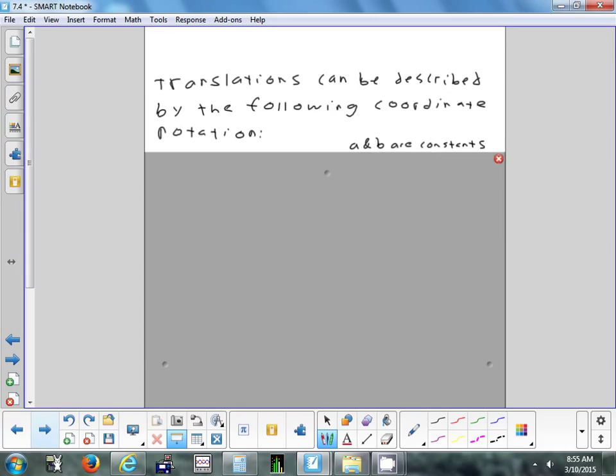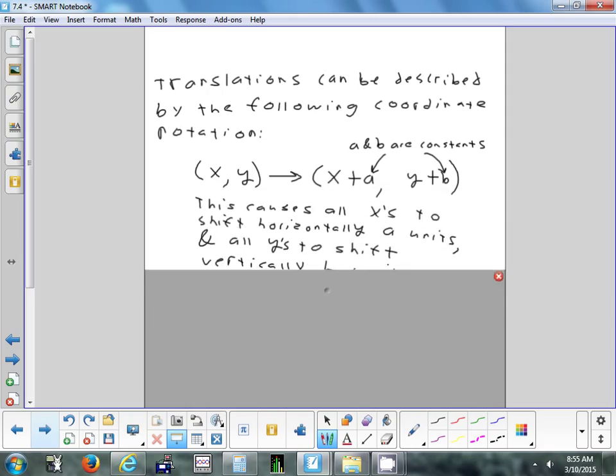So sometimes when we describe a translation, we use coordinate notation, like that. So we write down the point (x, y), put an arrow, and then we put a and b, which are the amounts that it's shifting by. Okay? a and b are the amounts it's shifting by. a can be positive or negative, and b can be positive or negative.